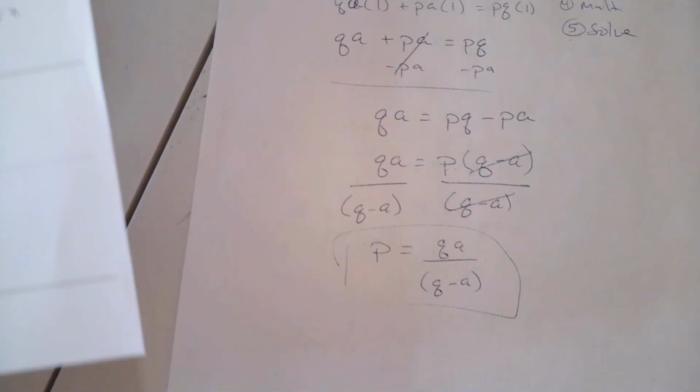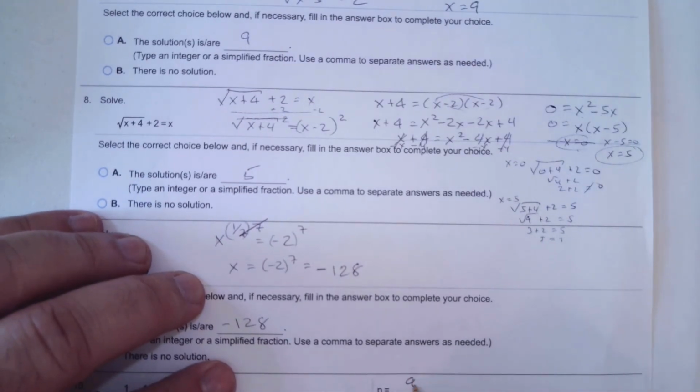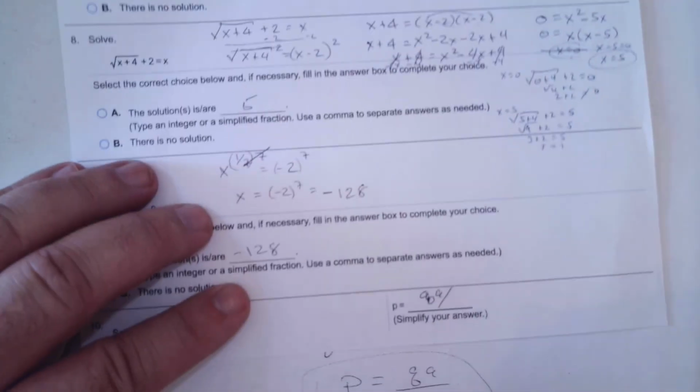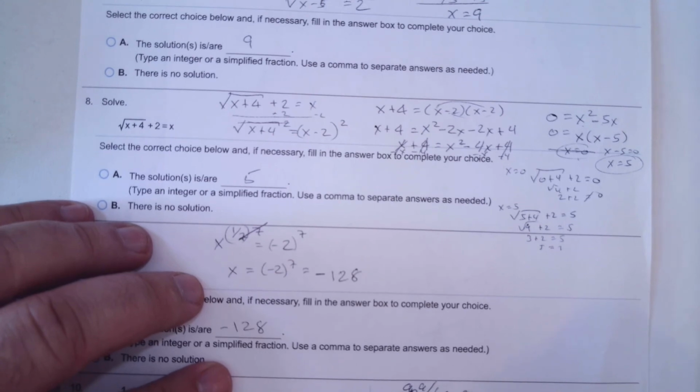All right, think of all the rules we talked about since day one. So it's QA over Q minus A.